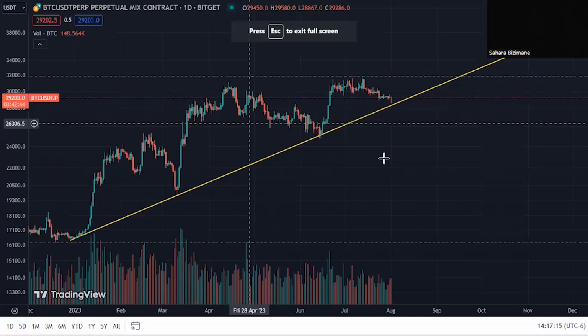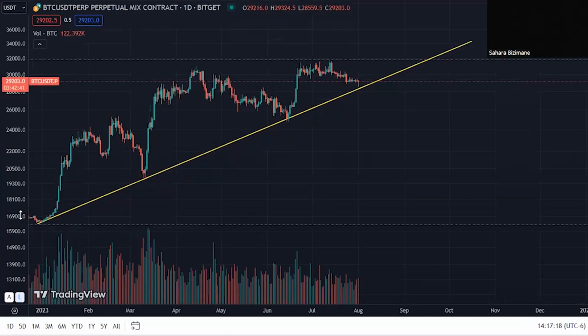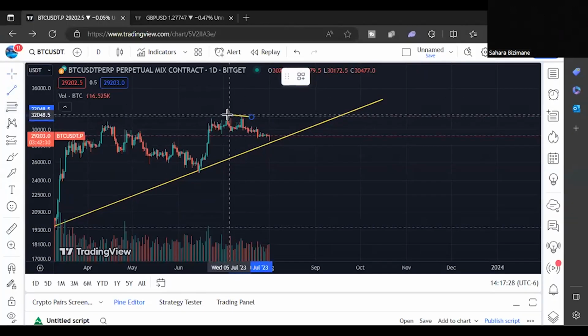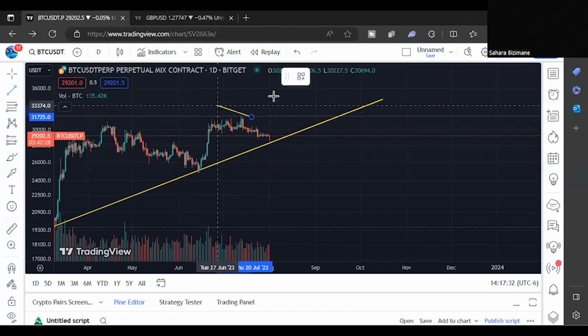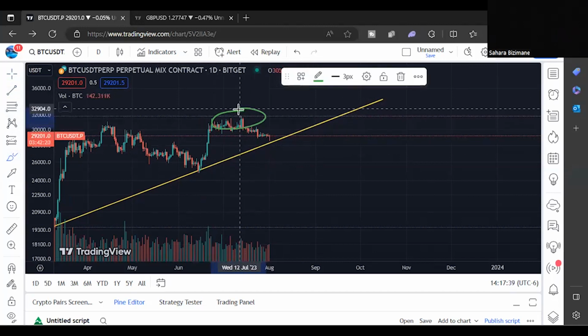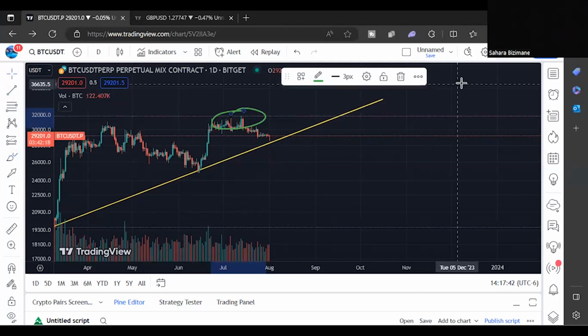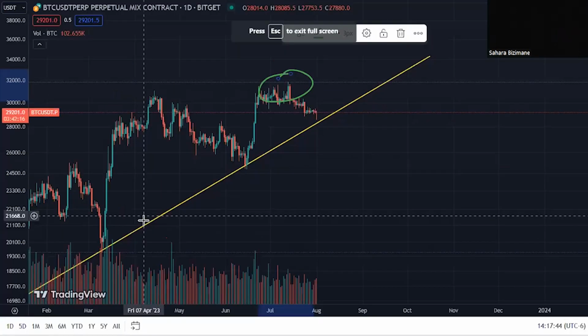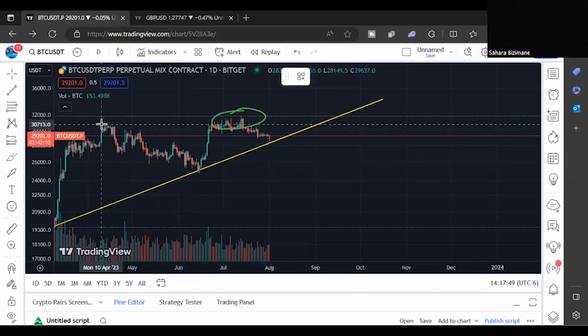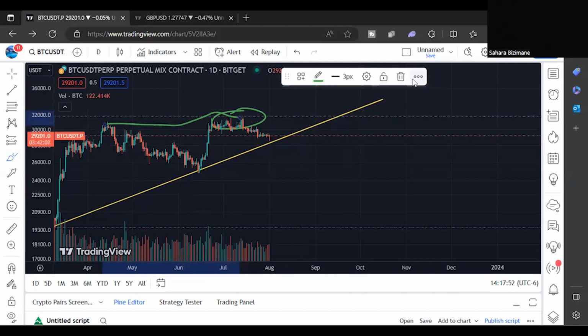So let me make my chart big. You can see here we're in an uptrend. Now, Bitcoin currently, you can see it formed a double top right around here. We have a mini double top here. Also, double tops come in all sorts of sizes. This one here is obviously a clear double top. And then we also have a double top that is even bigger.